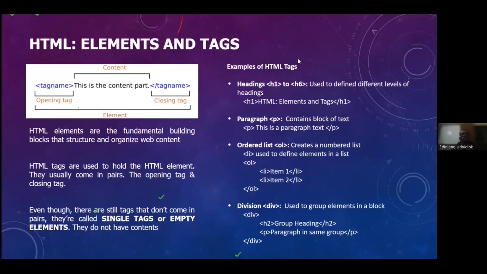We have different examples of tags we have talked about. We have seen how the H1 is used. We have seen the paragraph. Now lists. We have ordered lists, where you use OL to open a list. A list item is enclosed inside the LI. LI means list item. If you want to include a list of items in your website, you use this tag. Then you have a division. A division is used to group elements in a block. As we proceed, you will see how we make use of these tags, because we are going to develop something today.